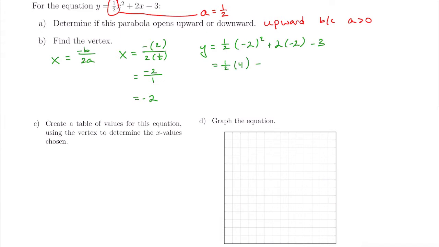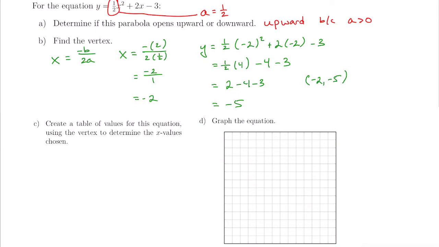2 times -2 is a -4. And then we have minus 3. Continuing the simplifying, 1/2 times 4 is 2. So we now have 2 minus 4 minus 3. And if we go one step further, 2 minus 4 minus 3 is -5. And so the vertex is the point -2, -5.